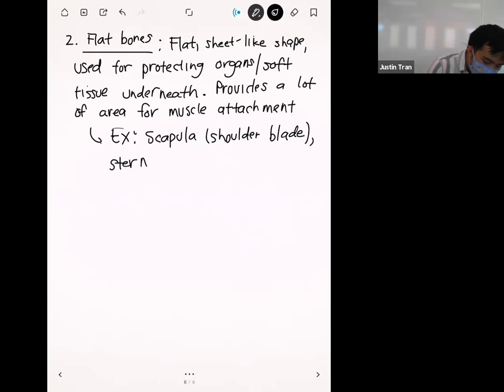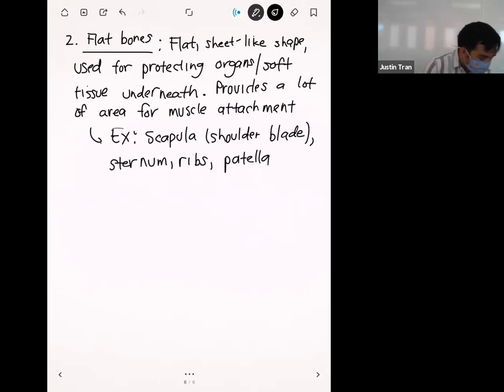Some other examples are your sternum, that's right in the middle of your ribs. The ribs themselves. And also the patella, which is your knee.